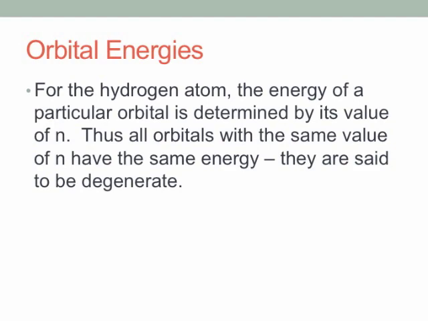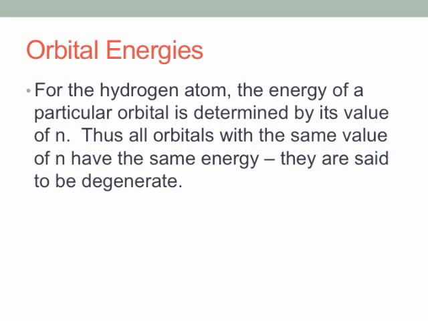When we start talking about sublevels, we often have to include energy levels and orbital energies. We're first going to talk about the hydrogen atom since it's more simplified. For the hydrogen atom, the energy of any particular orbital is determined by the value of n, our principal quantum number. Thus, all orbitals with the same value of n have the same energy. Now, this is not the same as any of the other atoms, but because hydrogen only has 1 electron, their energy levels are the same.